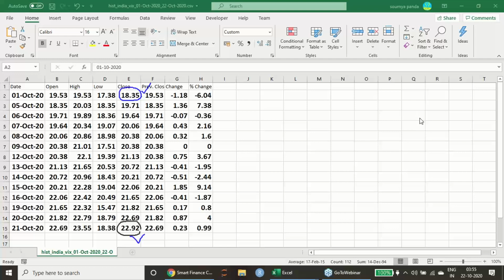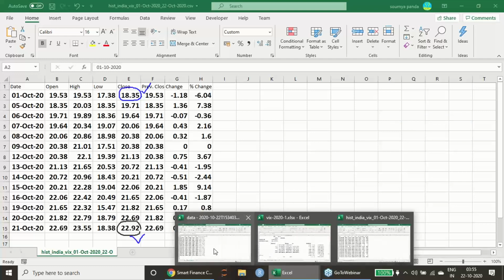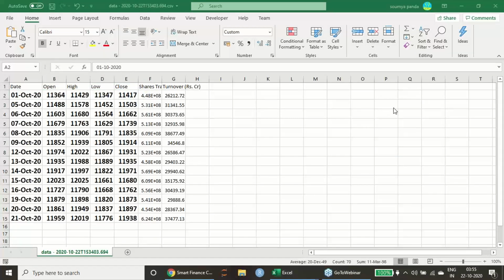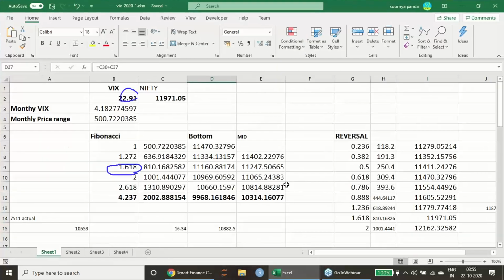Same way, I required the Nifty spot closing high and closing low for the month of October. So if I circle these two data, here 11,417 is the closing low of the Nifty, and here 11,971 is the closing high of the Nifty for the month of October. Same way you have seen the VIX also. So these data points are required for my calculation.